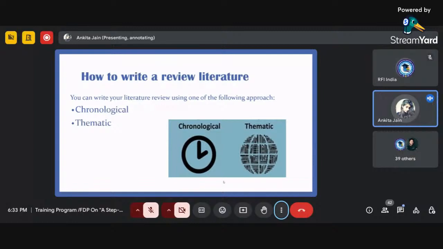Even within the themes you can also use chronological order. For example, you have taken one theme, say the Indian perspective, and within that again you use chronological order. This kind of work helps you understand how many studies have been done in which time period.